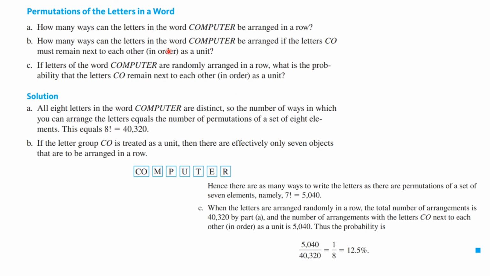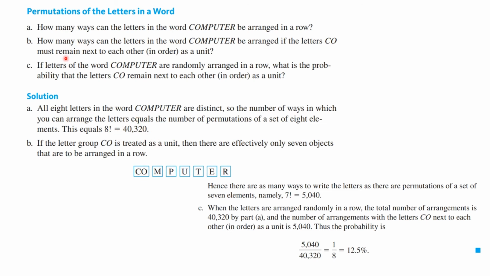Let's apply that to some problems. So we'll say, how many ways can the letters in the word computer be arranged in a row? And notice that all of these letters are distinct one from another. And so there are 8 distinct letters. That means the answer to that is 8 factorial ways, and it's a little better than 40,000. I would expect you to probably give me this number as an answer.